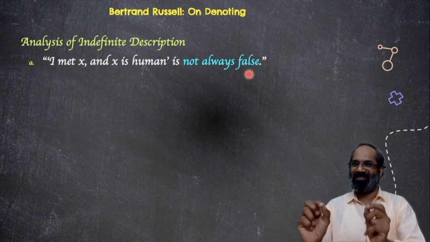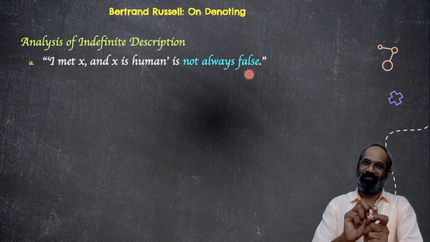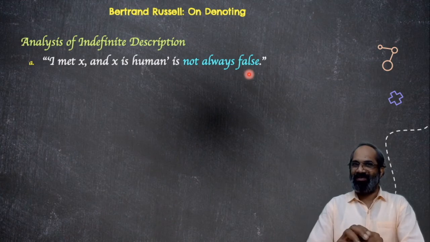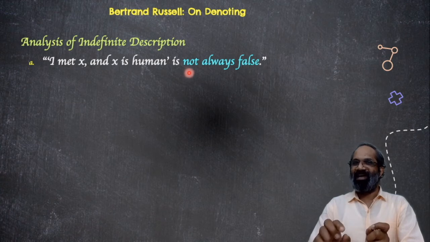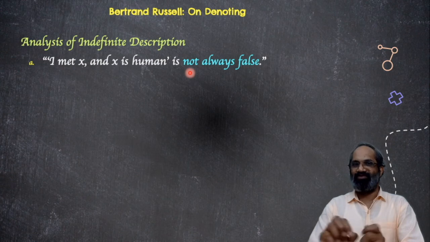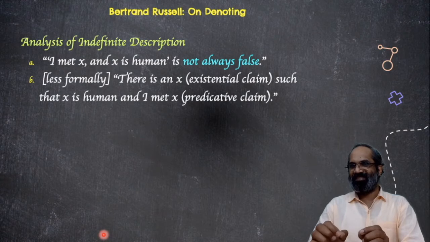Once again, if I say that I met X and X is human, if it is always false, then I met no one. But the statement is I met someone, I met a man. So Russell interpreted it as "I met X and X is human" is not always false. And to make it less formal, we can say that there is an X.